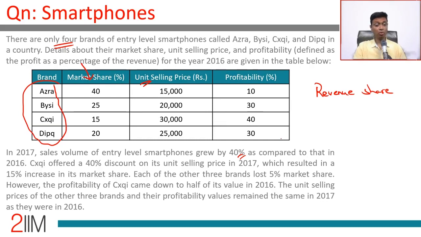CXQI offered a discount of 40%. So this 30,000 becomes 18,000, which resulted in a 15% increase in market share. Each of the other 3 brands lost 5% market share. So this 15 becomes 30, this becomes 20, this becomes 35, this becomes 15.